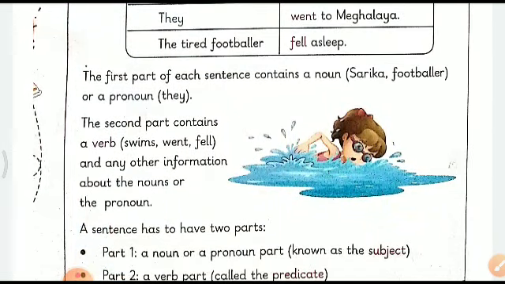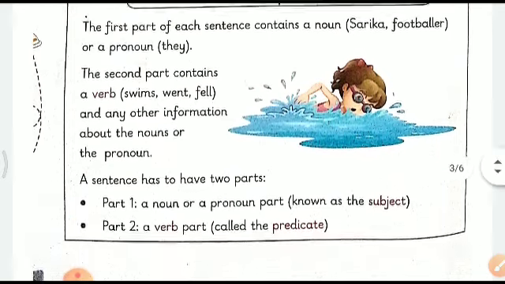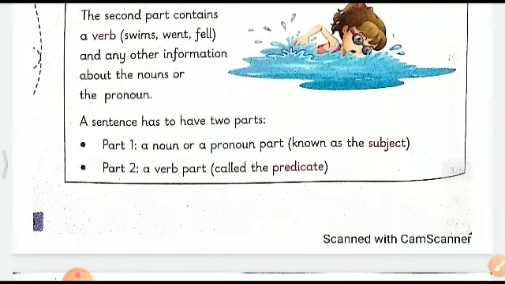So, the sentence has now two parts. Part A is a noun or pronoun part known as the subject, and part 2 a verb part called a predicate. Right? So I stop here today.